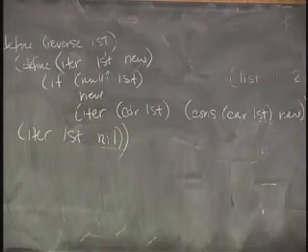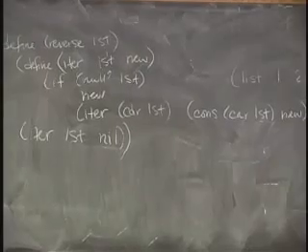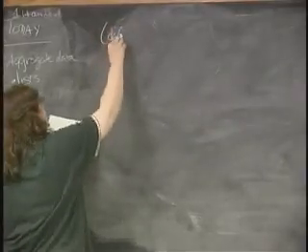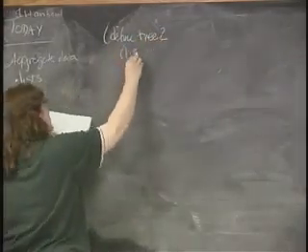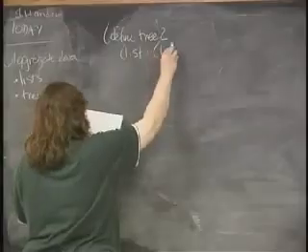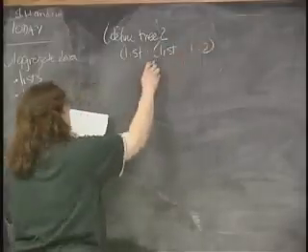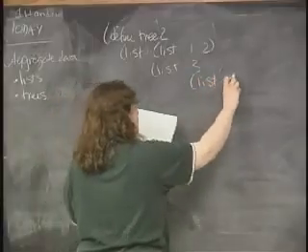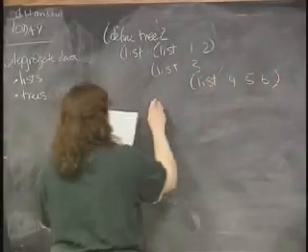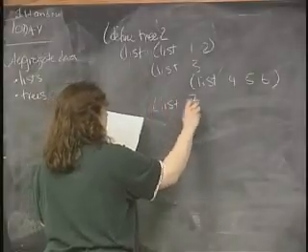Now, trees are just going to be lists of lists. So we could define a tree. Let's look at tree 2. Define tree 2 as the list of list 1, 2, list 3, list 4, 5, 6, list 7, 8.